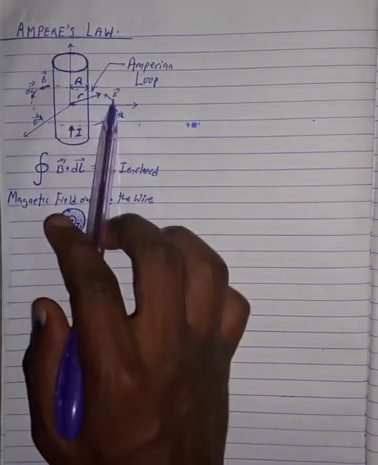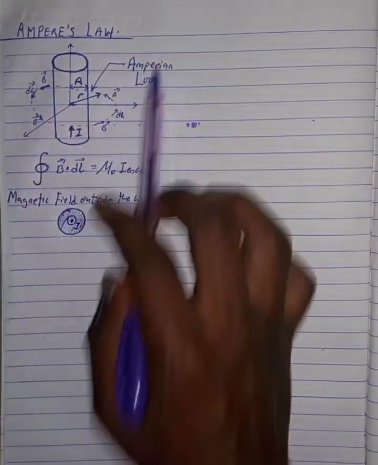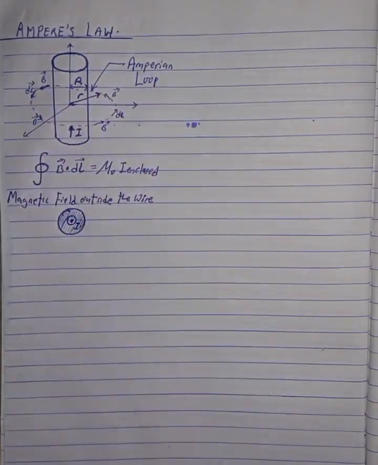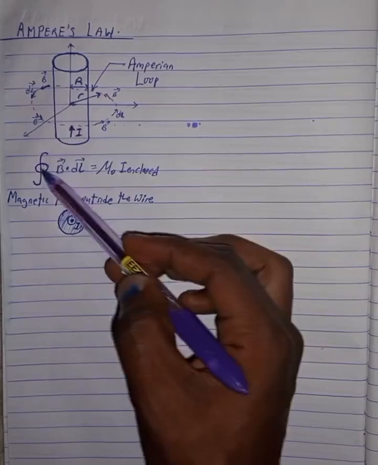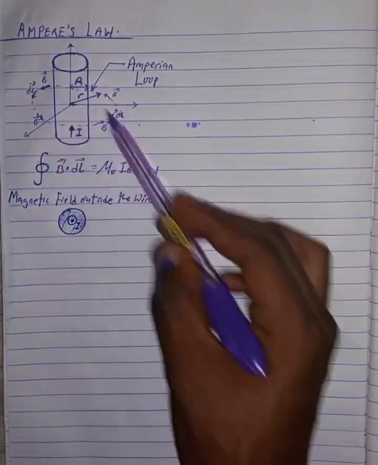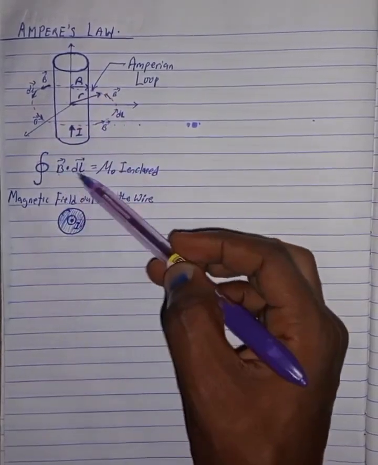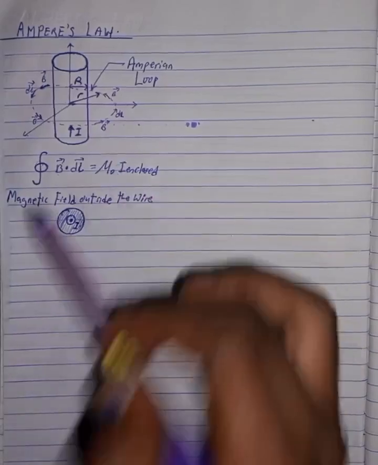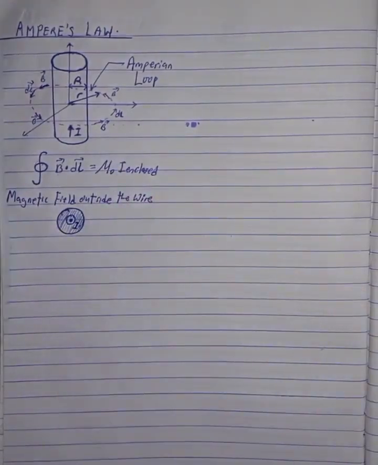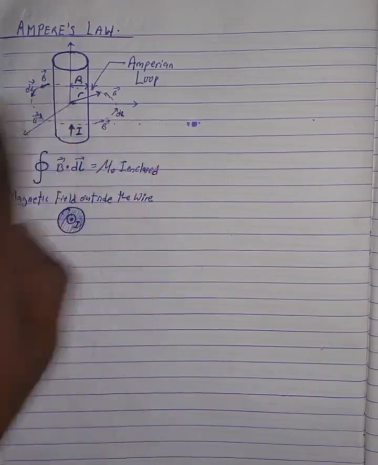Now, this loop I'm drawing here, we call it the Amperian loop. According to Ampere's law, the line integral along this closed surface of the magnetic field dot dl is equal to mu naught times the current enclosed by that loop. That's Ampere's law. So I can say that Ampere's law relates the magnetic field around a closed loop and the electric current enclosed by that loop.